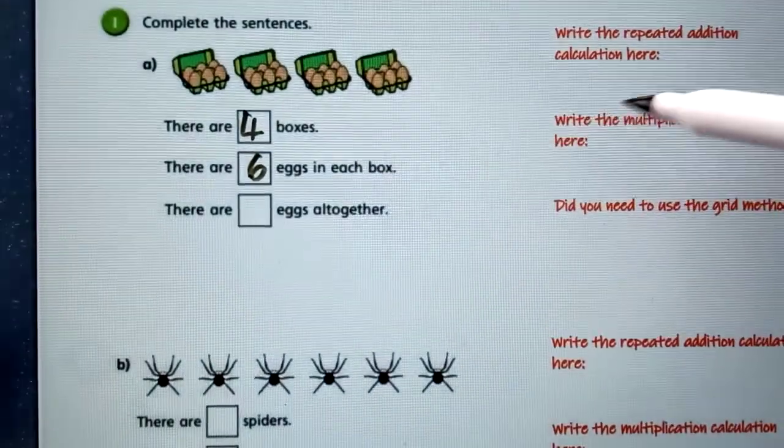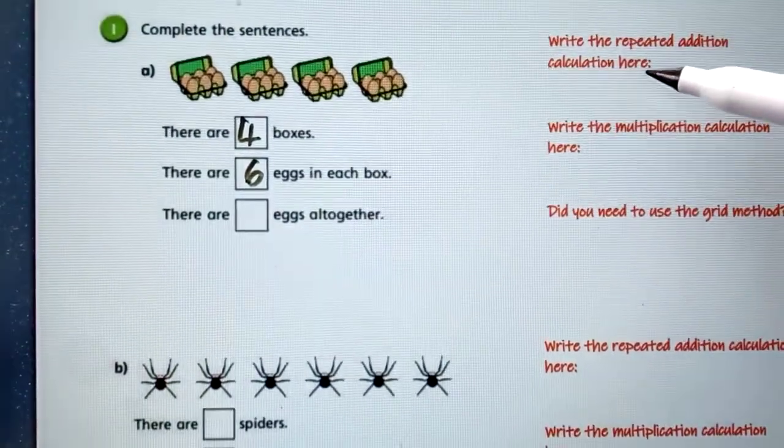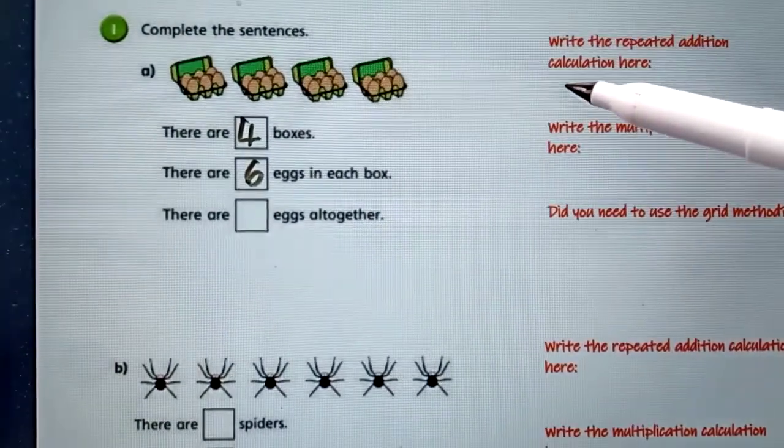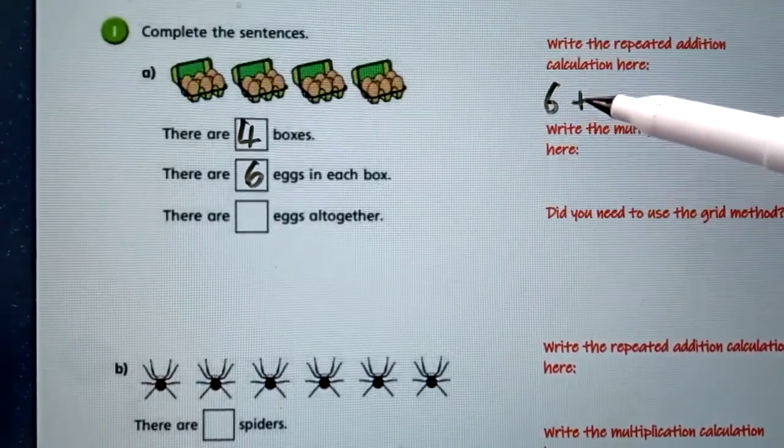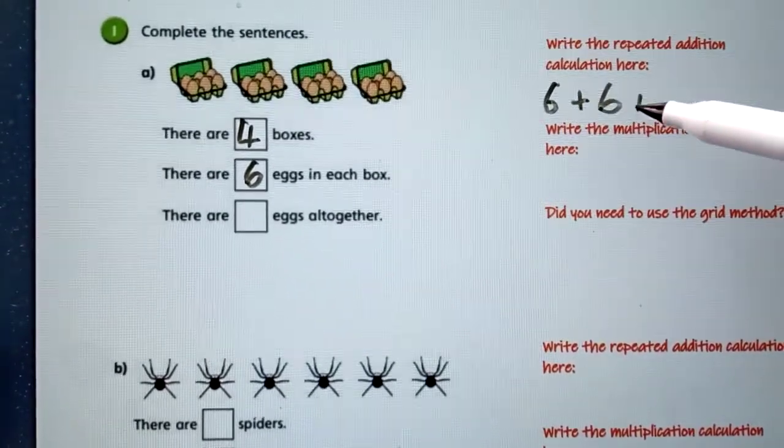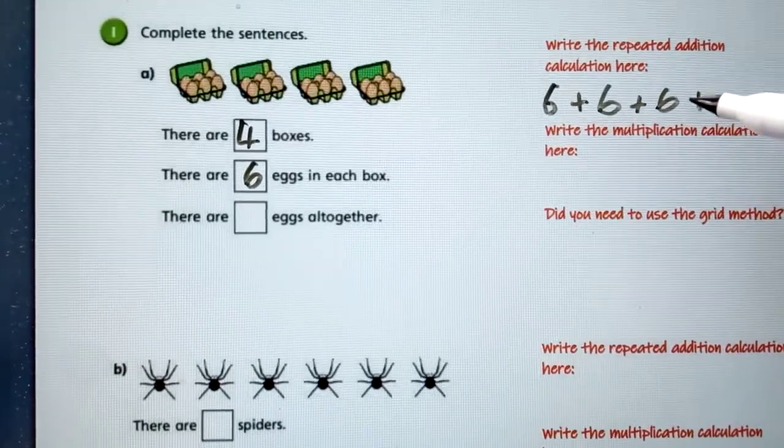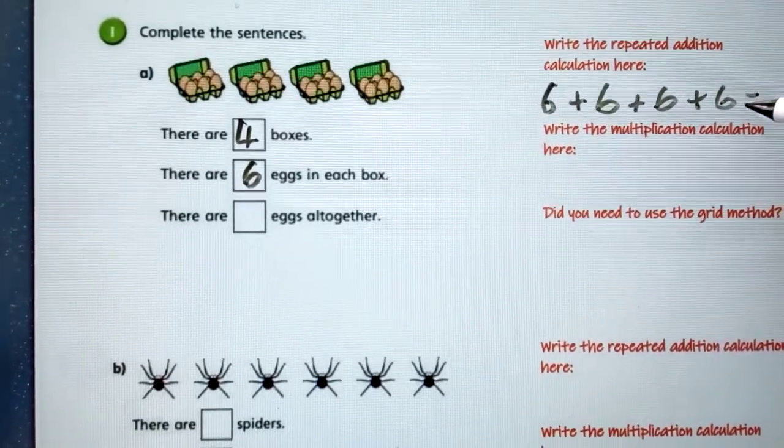And then I want you to go over here. It says write the repeated addition calculation here. That means I've got 6 in the first box, added to 6 in the second box, added to 6 in the third box, added to 6 in the fourth box, equals.